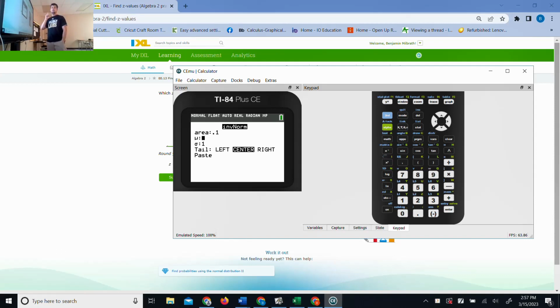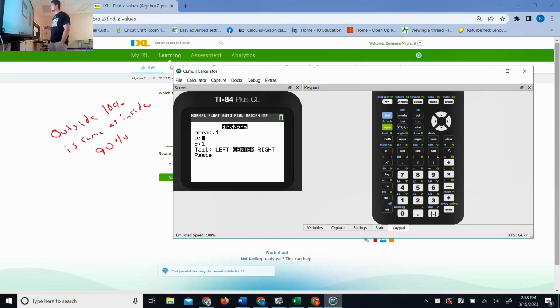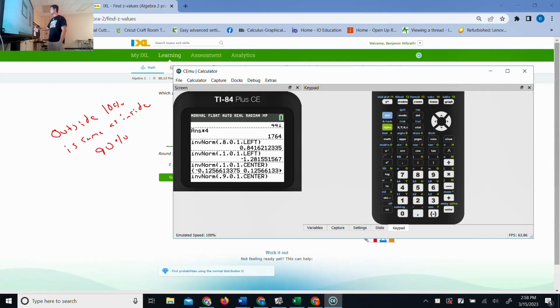Oh, okay, you got to do a little bit of thinking here. The outside 10% is the same as the inside 90, because there's going to be 90% here. So we can still just do a center tail. Just had to think just a little bit. So let me change that area to 0.9. You'll get your two values just like that.